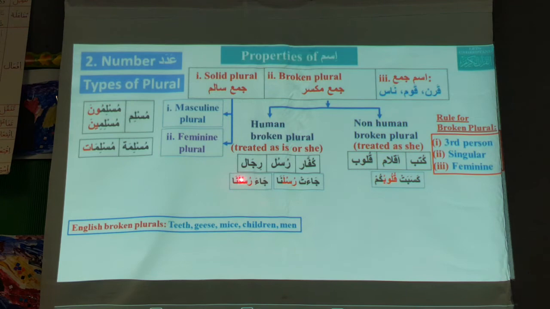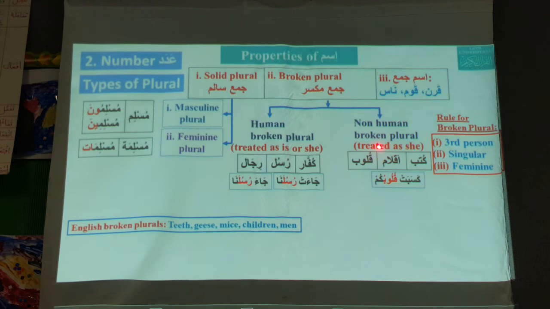Like ja'at rusulana. Ja'a means he came. Ja'at, she came. Rusulana means our messengers. So ja'at rusulana, our messengers came. It can also be ja'a rusulana. So both ways it can be used. So these human broken plurals can be treated as masculine as well as feminine. Then there are non-human broken plurals.